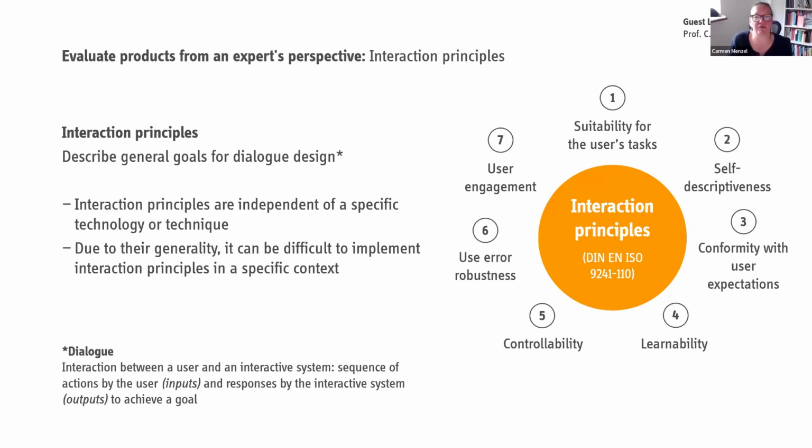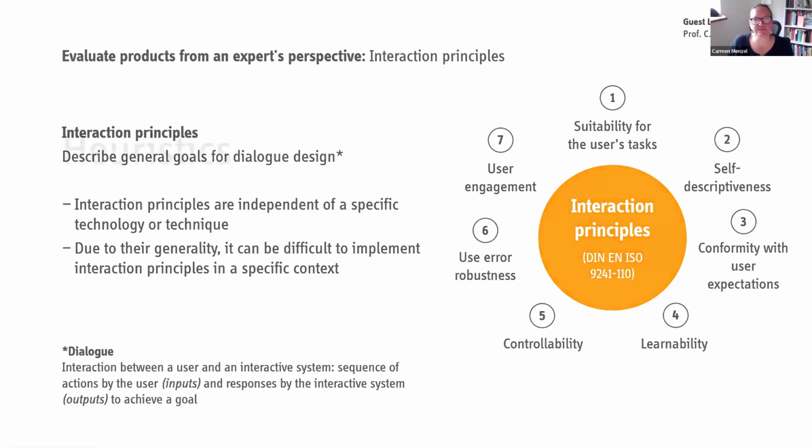Get to do some surprise, like positive feedback when I've achieved something, things like that. Maybe a very good example for that is online gaming. There you get rewards for things you have accomplished, and that increases your user engagement. You like to use the application. So these are the 7 interaction principles.